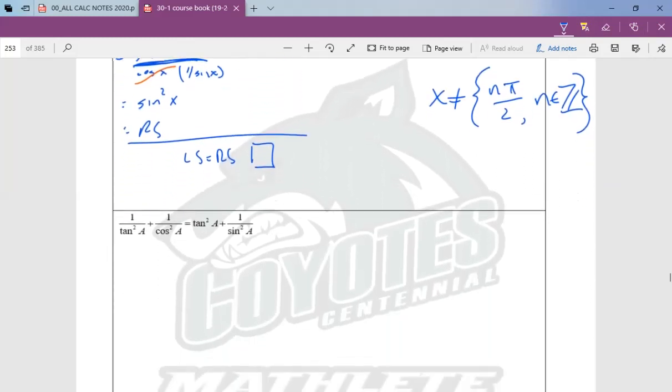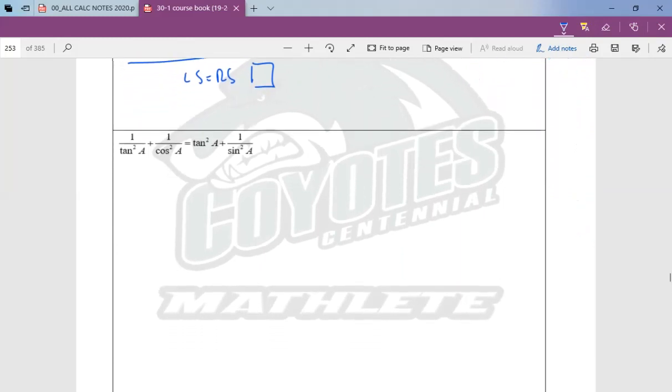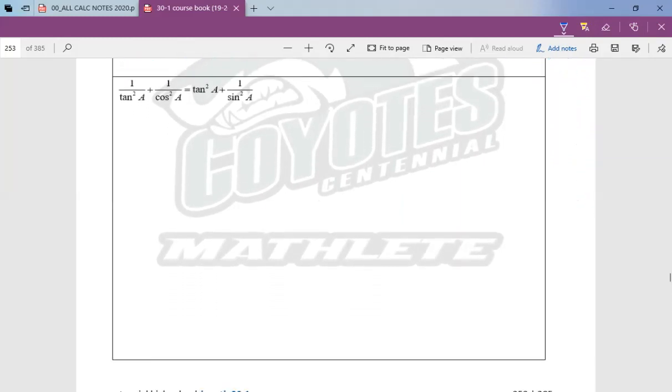All right, last one. Now, this one looks like a bit of a schmoz, and it kind of is. So we will need some patience with this. We're going to need some room with this. Left side is 1 over tan squared a, plus 1 over cos squared a. Right side is tan squared a plus 1 over sine a squared, sorry.